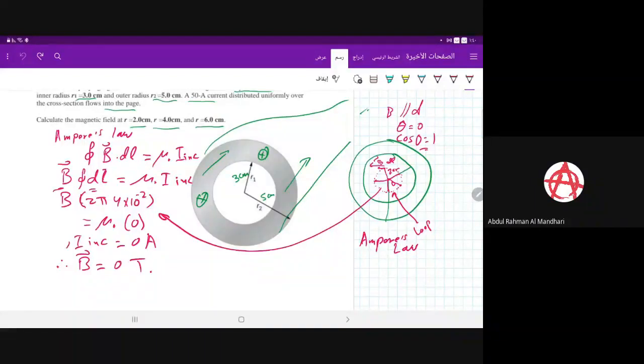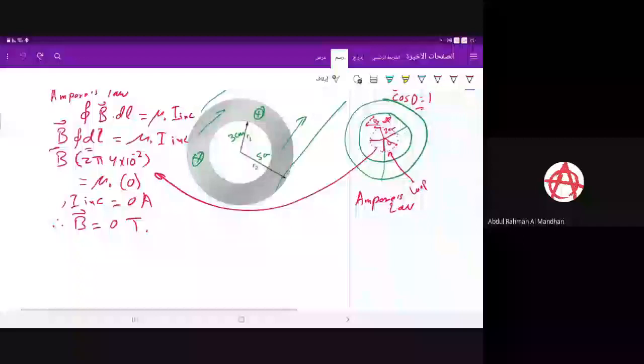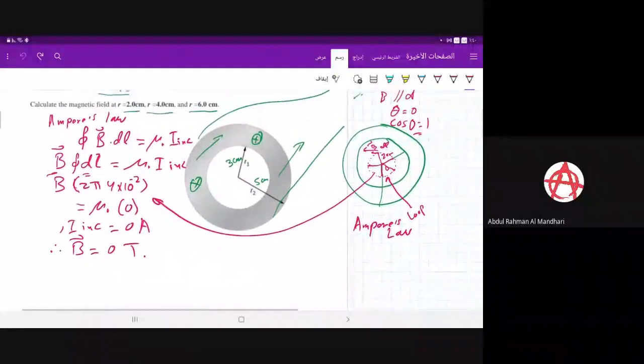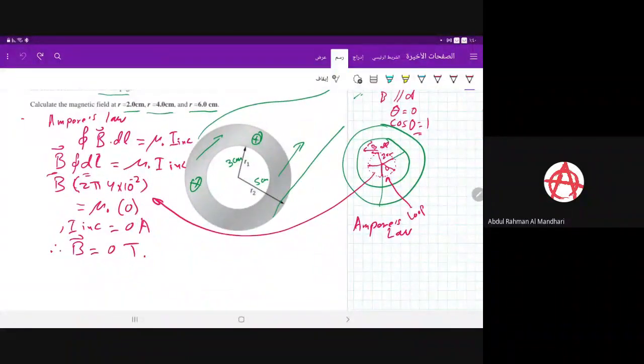Now we start to warm up by understanding how we can use Ampere's law, like we used the Gaussian surface or Gauss's law before. So this is the first case, A, when R equals 2.0 centimeters.